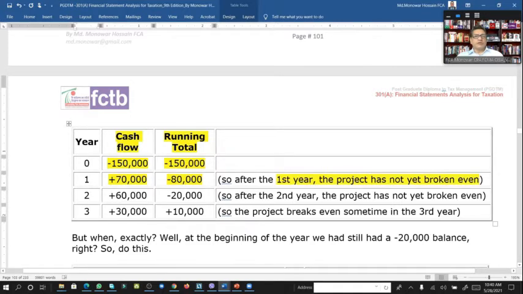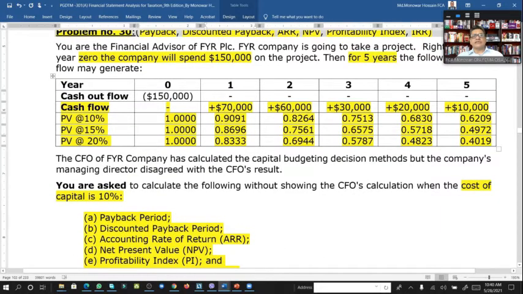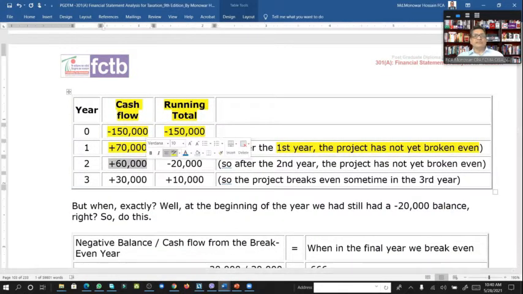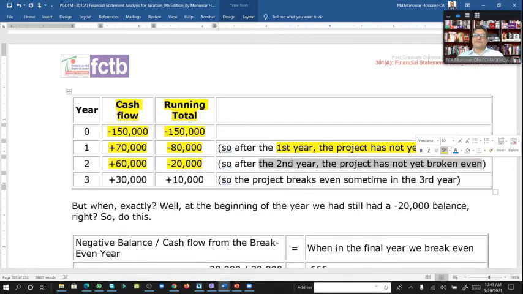Then in year 2, again we get 60,000. In the 2nd year, 60,000 cash inflow comes. So putting the 60,000 as positive, but our balance was 80,000 negative. So the negative is 20,000, because we still require 20,000 for our project to break even. So after the 2nd year, the project has not yet broken even. Only 20,000 is required for break even.